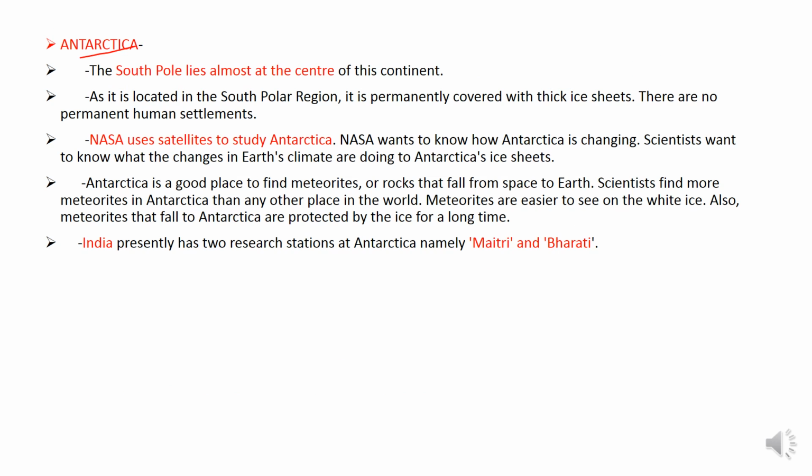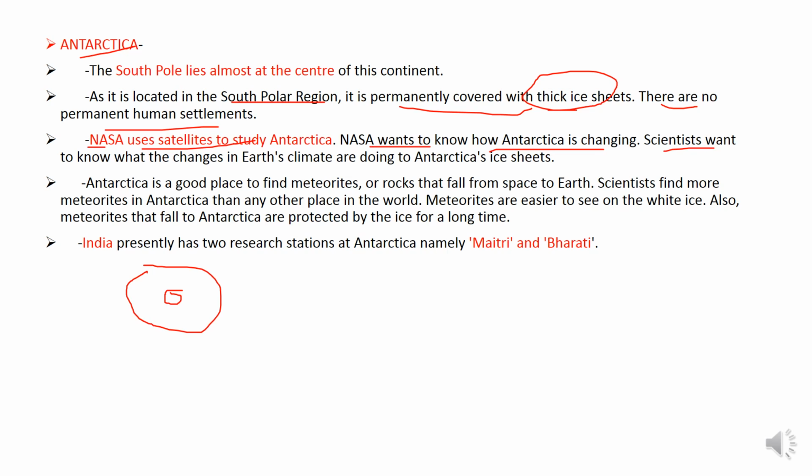Antarctica. The South Pole almost lies at the center of this continent, and as it is located in the South Polar region, it is permanently covered with thick ice sheets. There are no permanent human settlements. NASA uses satellites to study Antarctica. NASA wants to know how Antarctica is changing. Scientists want to know what the changes in the Earth's climate are doing to Antarctica's ice sheets. So, people are conducting experiments there in Antarctica.